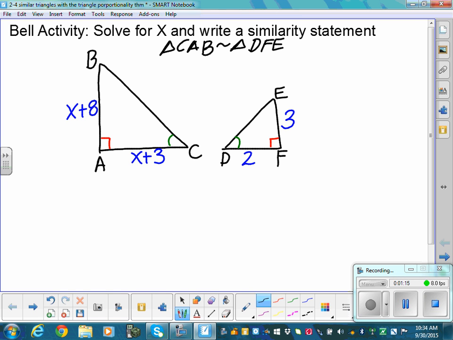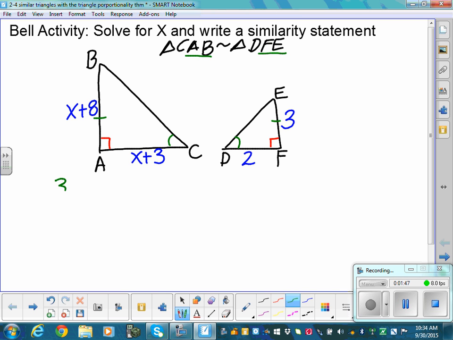Questions on that part? All right, so now because they're similar, we can set up a ratio of corresponding sides. Now, if you set up the incorrect ratio and solve for x, you'll get it wrong. So let's look at our similarity statement. I'm going to even color coordinate it for you. AB. AB is to what side? FE. So those are corresponding sides. So I'm going to set up a ratio. Do you want to go from big to small or small to big? Small to big.